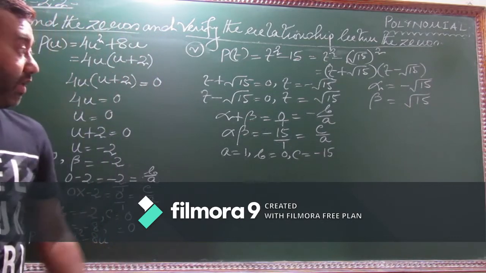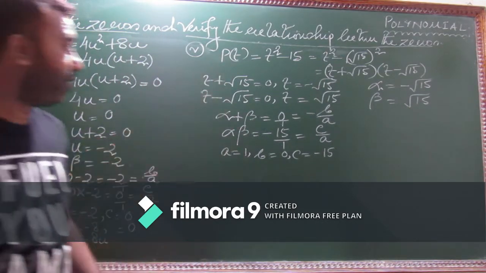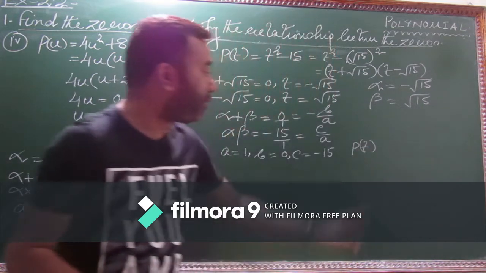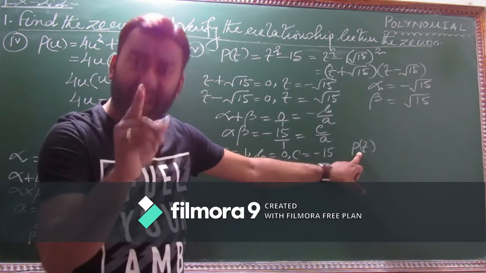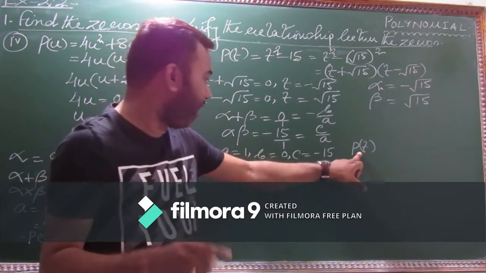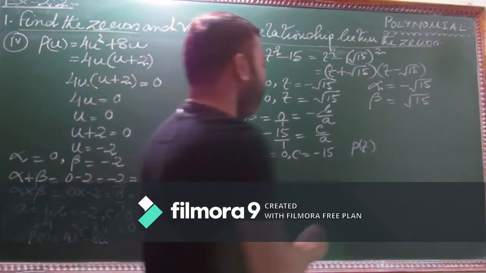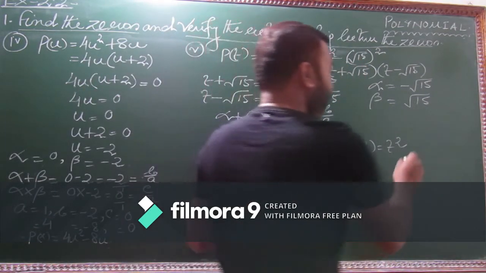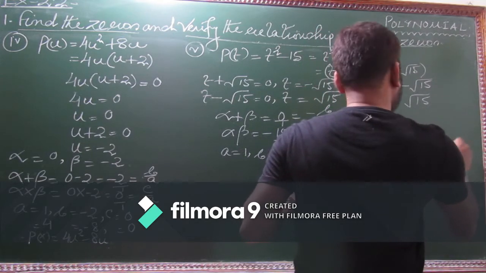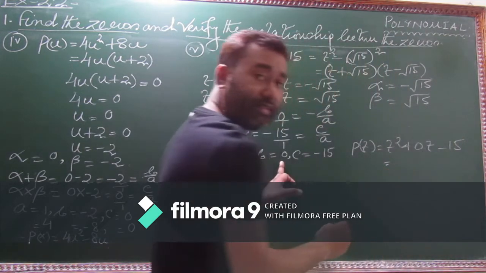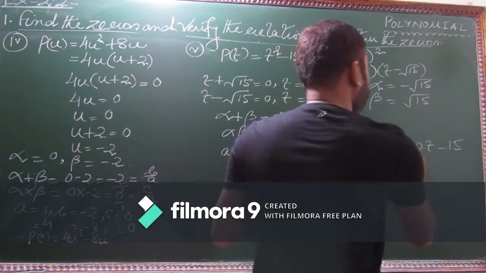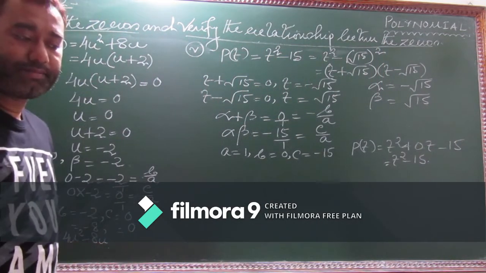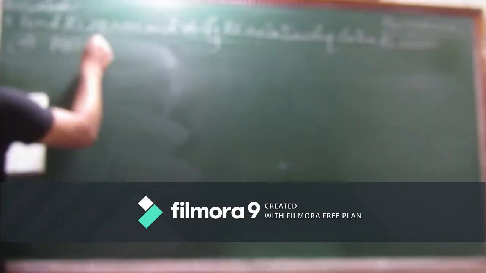Any problem? Now I need to form the polynomial in t. So what is this? The polynomial p(t) is equal to a t square, so 1 into t square, this is t square, after that 0 into t, bt, plus 0 into t minus 15. So this is t square minus 15. Done? Done.